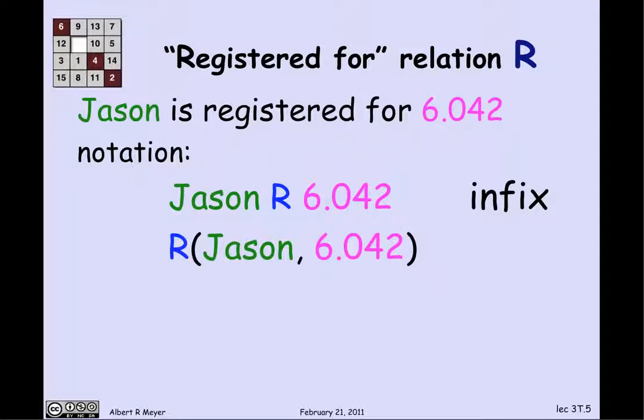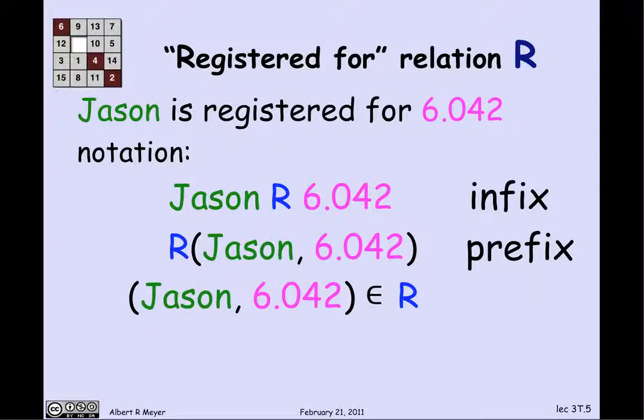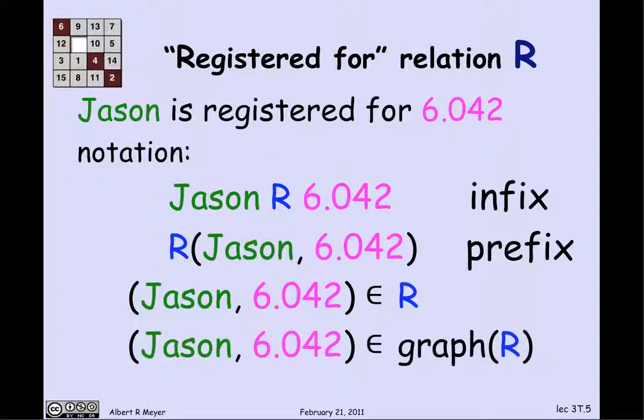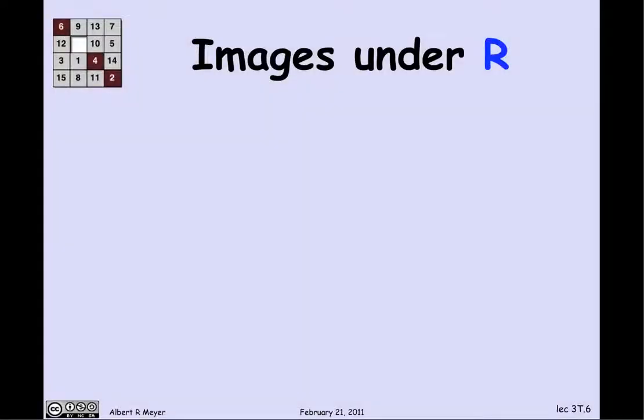Sometimes it's written as a binary predicate, R of Jason, comma 6042. That would be kind of prefix notation, where the relation or operator comes first. And then if you start being a little closer to the formal definition of what a binary relation is, you could say that the ordered pair, Jason 6042, is a member of the relation. If you wanted to be really precise, you would say that it was a member of the graph of the relation. And I'll come back and elaborate further on what the graph of a relation is and what this ordered pairs business is. But for now, let's continue with this example.